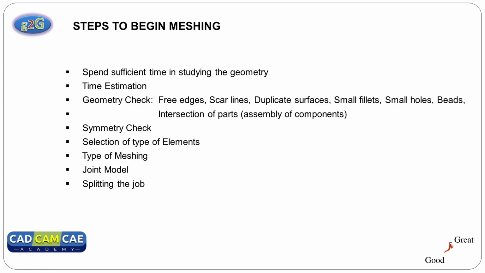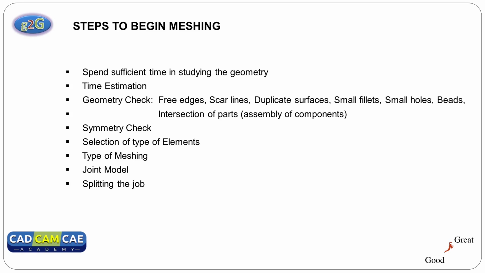So, steps to begin meshing. What will I do if I get one component for meshing? Spend sufficient time studying the geometry. How is the geometry? How are the curves? How are the holes, washers, and so on? We have to study them and take sufficient time. Then time estimation. Suppose you have one complete assembly. What will be the time required to complete that assembly? And if you have 3 engineers to work on it, how will you divide it? These things need to be considered.